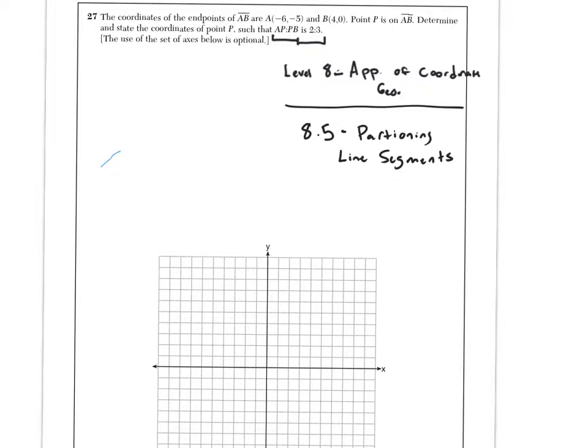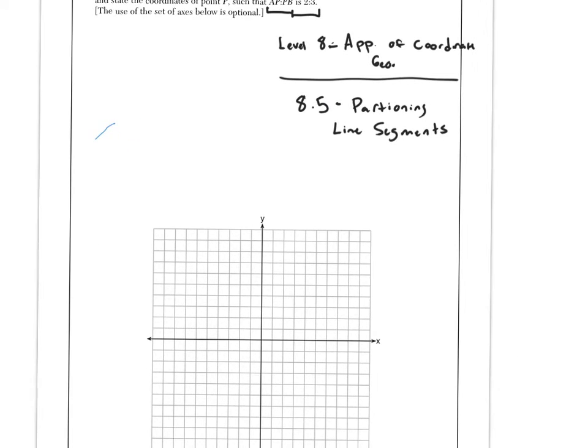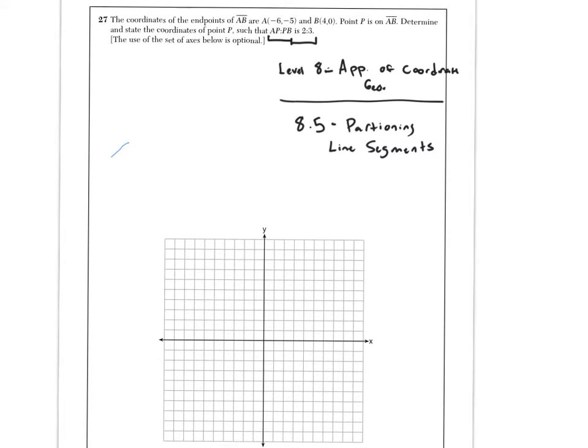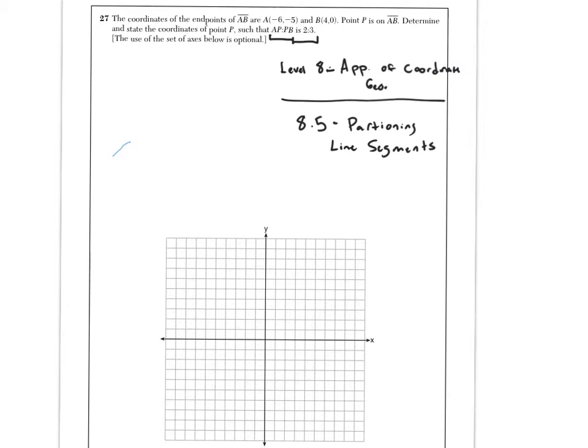So first you start with just plotting your points. So I think we know how to do that. We have, let's zoom out a little bit more, (-6, -5). So that's (-6, -5), and that's our A. And B is at (4, 0). Easy. That's our B. We draw the line. Now the next step you might remember is to add the ratio.